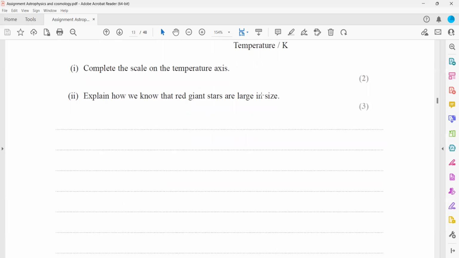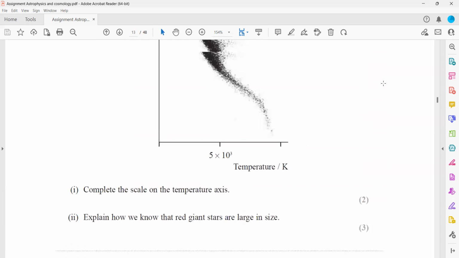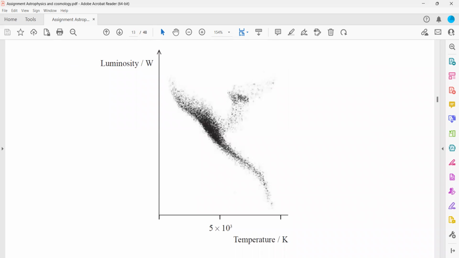Explain how this diagram shows the star cluster is neither very young nor very old. If it was younger, then most of them would be main sequence stars. There are red giants, so it means it is not very young. And why is it not very old? Because there are no white dwarfs. Otherwise, if it was very old, there would be white dwarfs, meaning we would find some stars in this region, because first there is main sequence, then red giant, and then it turns into a white dwarf.